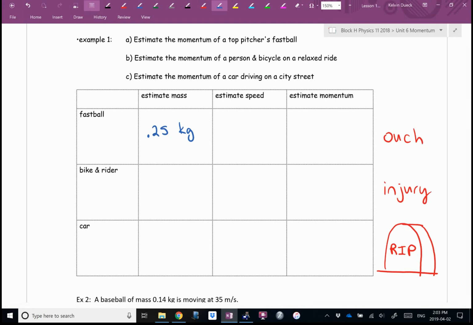I actually did look it up. If you look at the next example, I think I looked it up in the next example, didn't I? So my guess of 1/4 of a kilogram is pretty close. It's a tiny bit high, but it's close. Ballpark.